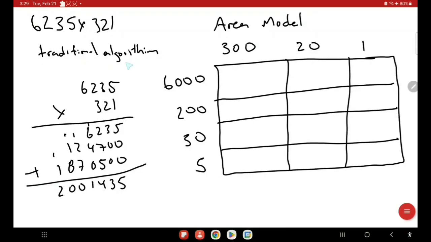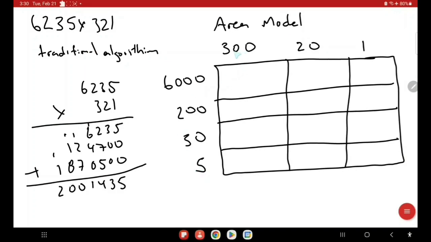I've already completed that in the traditional algorithm as seen here, but now we're going to do that same math, we're going to multiply it using the area model. So what I've done is break it down by the place. So I've got 300 here because 3 is in the hundreds place. I've got 20 here because 2 is in the tens place, and 1 because it is in the ones here. Same thing for this number here, 6,000 because 6 is in the thousands place, 200 because 2 is in the hundreds, 30 because 3 is in the tens, and 5 because it is in the ones.